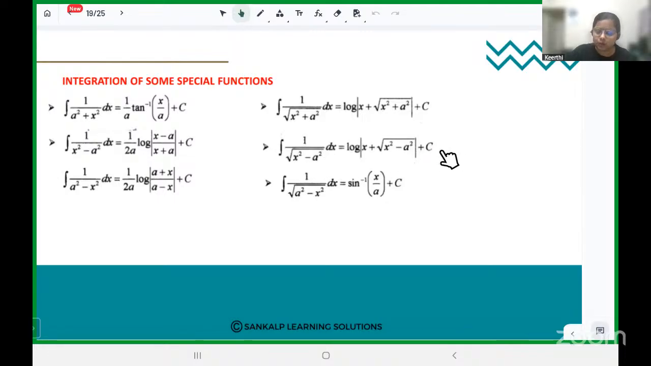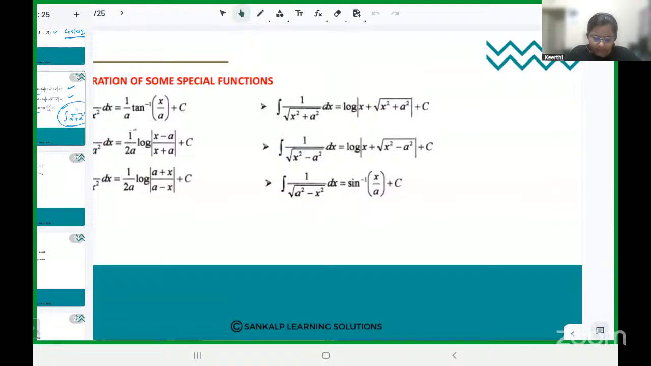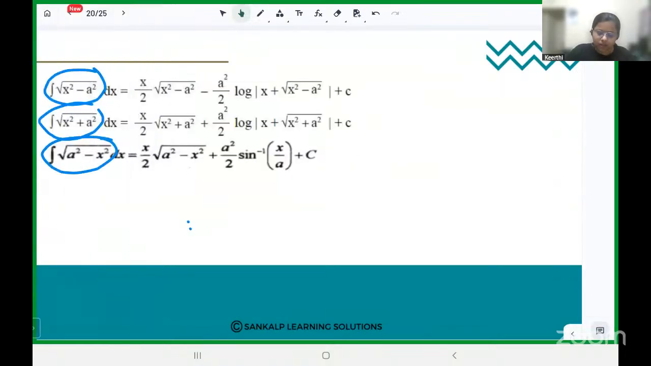Now this one is slightly different from all these, and this is an important one also. What is it? Integral 1 by root of a square minus x square is equal to sine inverse of x by a plus c. Now you go on to the other three formulas. So this is integral root of x square plus a square dx.